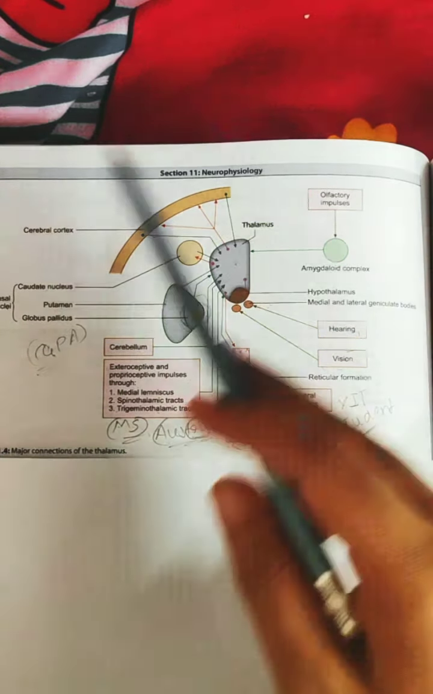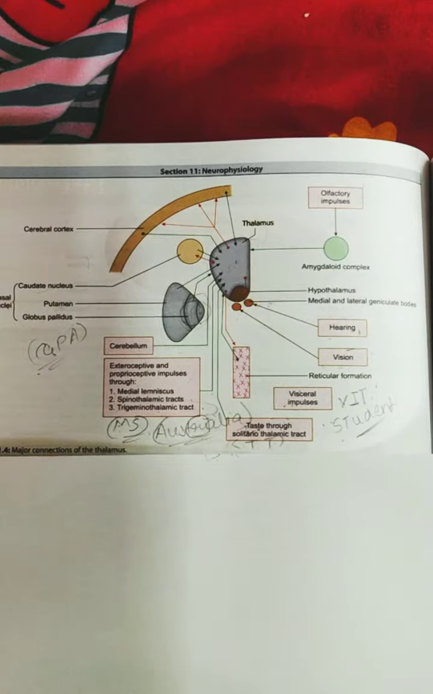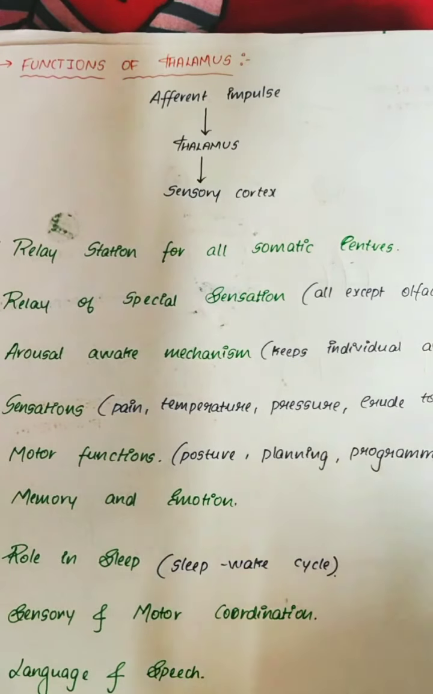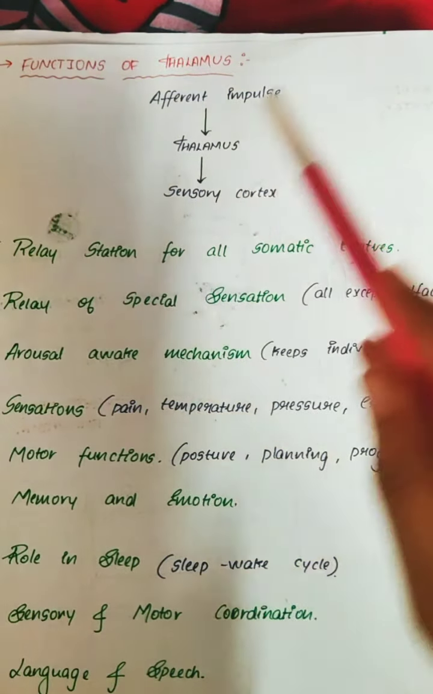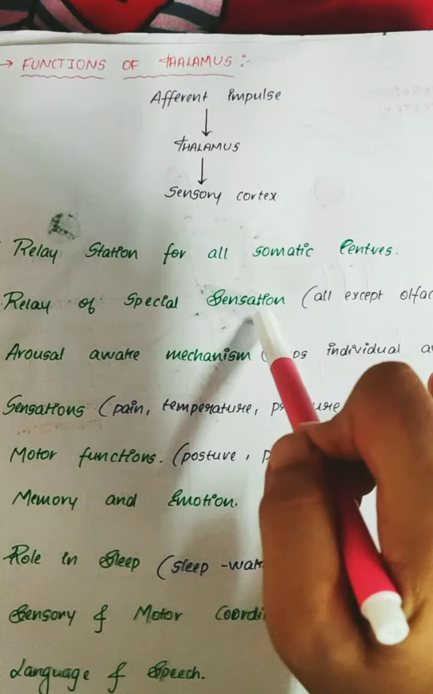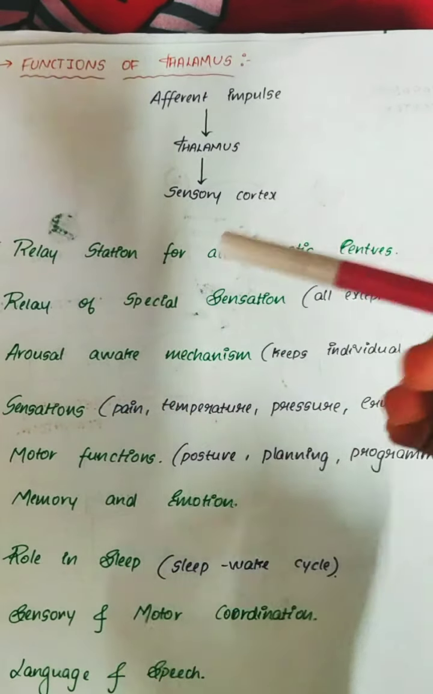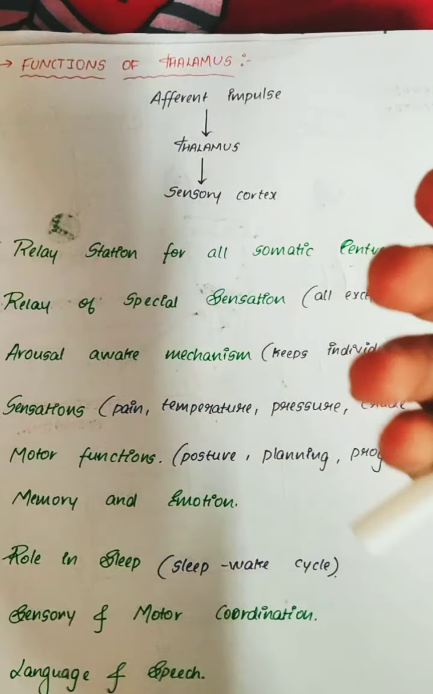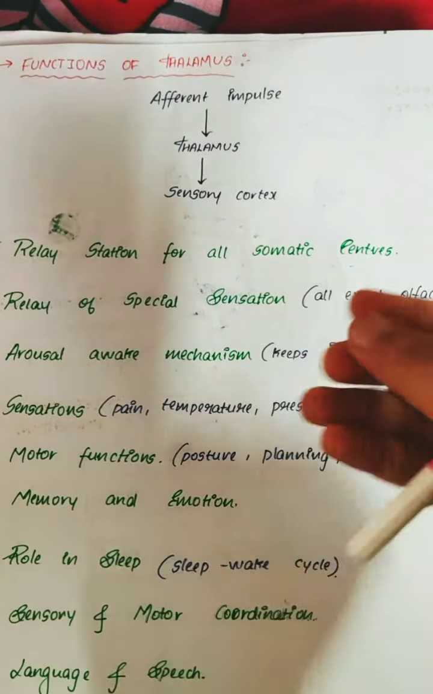Now we'll study the functions of the thalamus. So these are some of the functions of the thalamus, very important ones. First, it acts as a relay station for all the somatic sensations. As I've said in the ascending pathway, it is one of the important relay stations for all the somatic structures. It acts as a relay station for the special sensations also, like hearing and all the other things, but except olfaction.